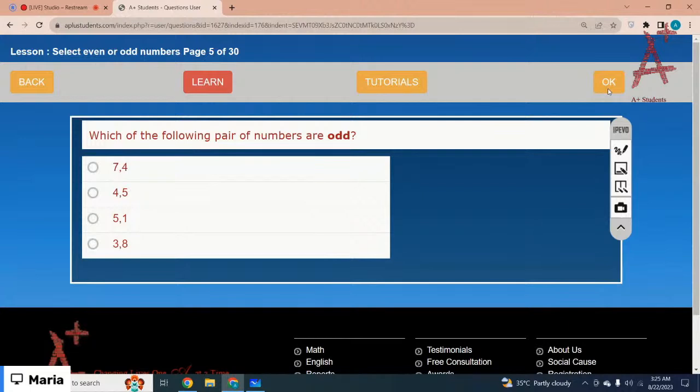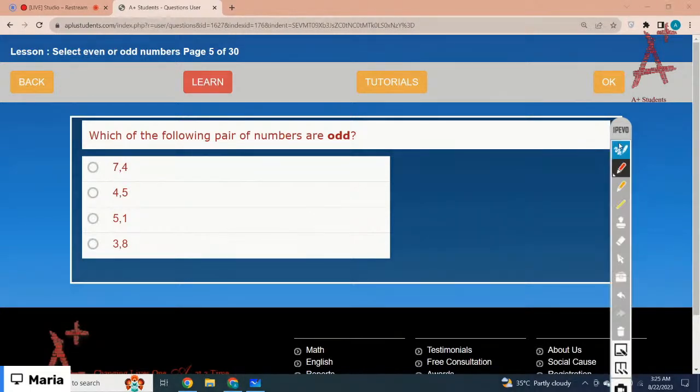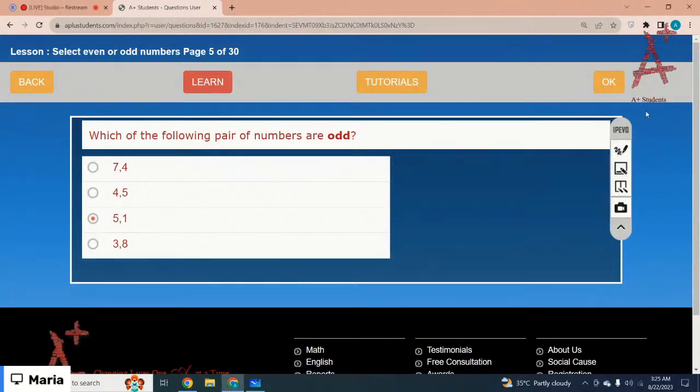Okay, which of the following pair of numbers are odd? Okay, both numbers must be odd. 4 is even, 7 is odd. 5 is odd, 4 is even. 1 is odd, 5 is odd. 8 is even, 3 is odd. So the only pair where both the numbers are odd is the third one, 5 and 1. So the correct option is 5 and 1. They both are odd numbers.